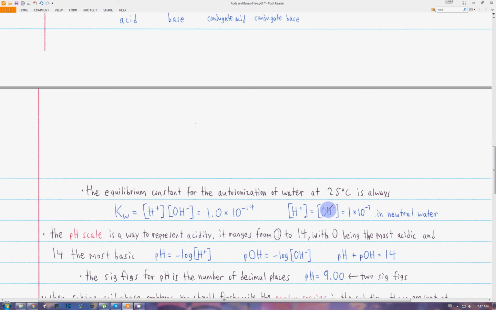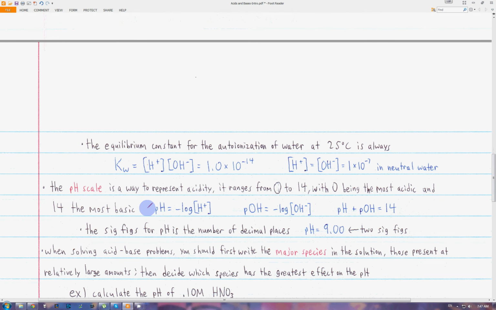So if we have neutral water, it's not acidic or basic, then the concentrations of H plus and hydroxide will be equal at 1 times 10 to the negative 7th. And so we can measure the acidity or basicity of a substance with the pH scale. It's the scale that goes from 0 to 14, with 0 being the most acidic and 14 being the most basic. So we calculate pH by taking the negative log of the concentration of H+.